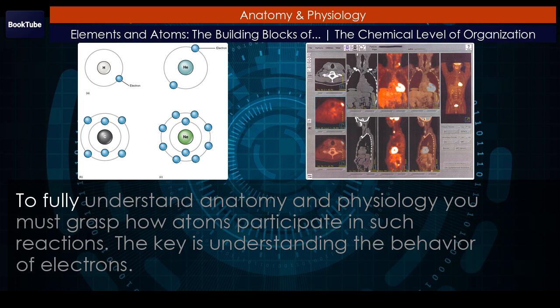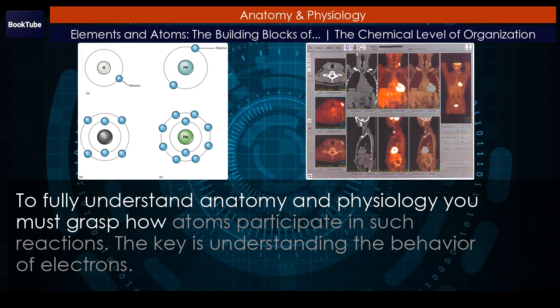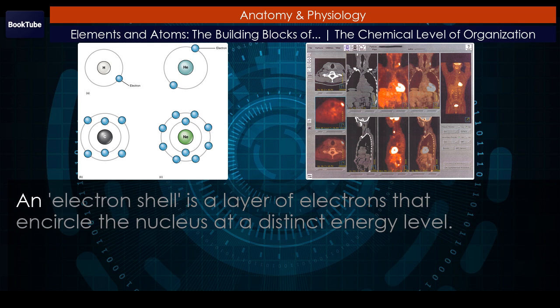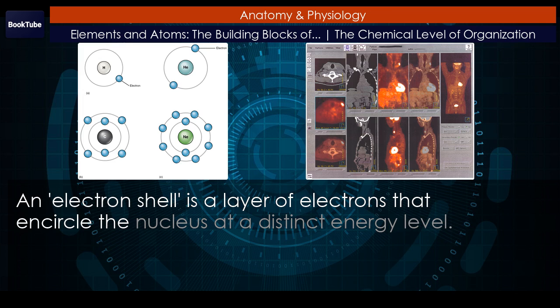To fully understand anatomy and physiology, you must grasp how atoms participate in such reactions. The key is understanding the behavior of electrons. Although electrons do not follow rigid orbits a set distance away from the atom's nucleus, they do tend to stay within certain regions of space called electron shells. An electron shell is a layer of electrons that encircle the nucleus at a distinct energy level.